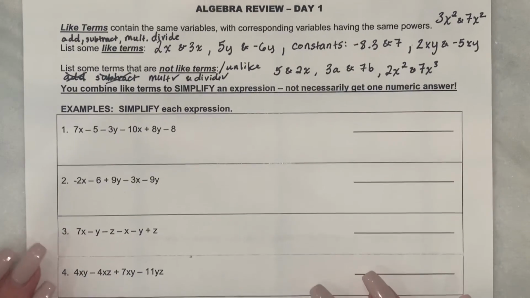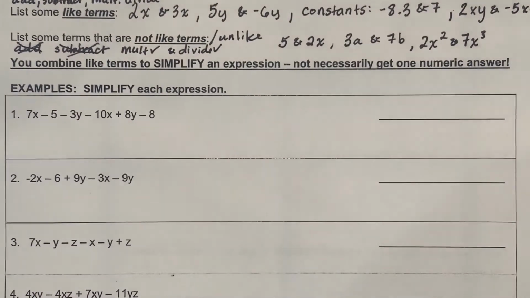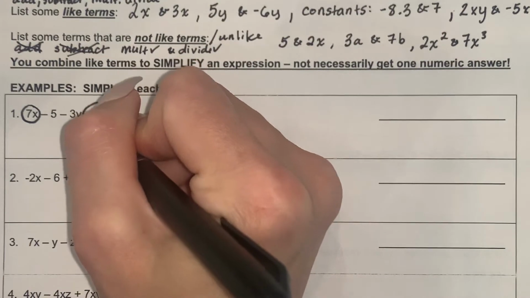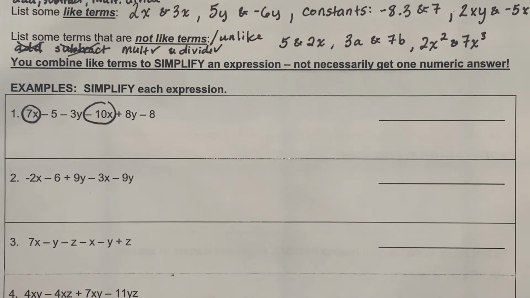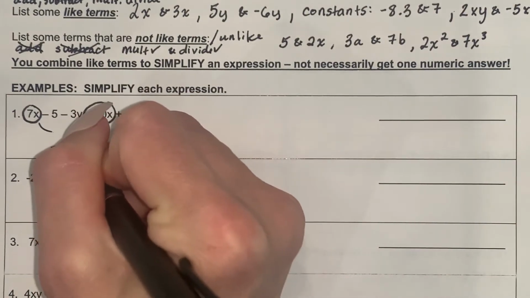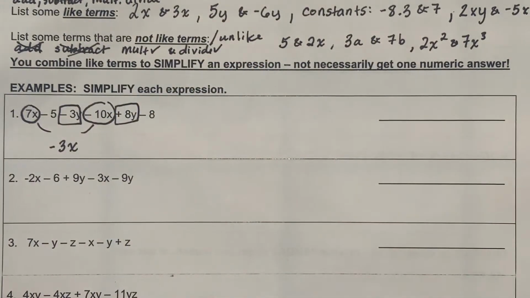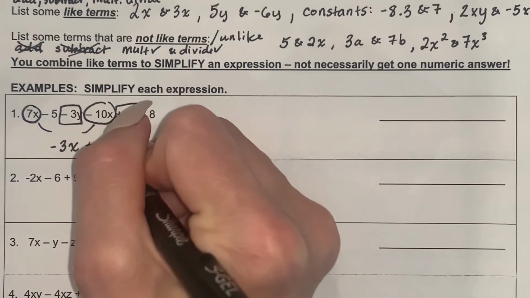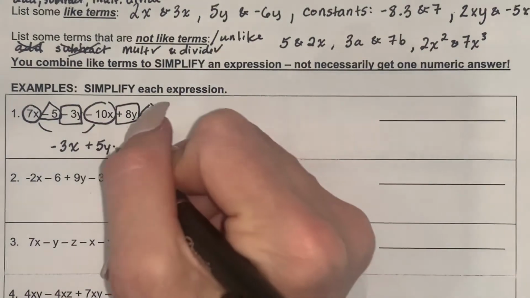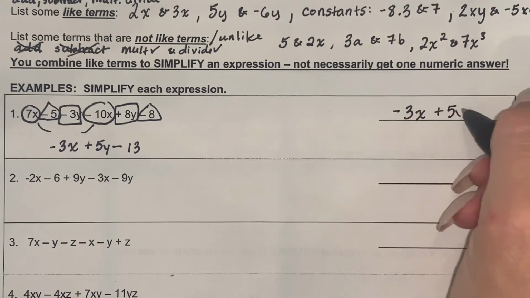Okay, so if we're simplifying expressions, here are the examples for simplifying. Let me see if I need to zoom in at all. All right, so for simplifying, I like to circle the like terms and also circle the sign that's in front of them. So we have 7x minus 10x. So 7 minus 10 is going to give me negative 3x. I've got negative 3y and positive 8y. So negative 3 plus 8 is going to give me positive 5y. And then I've got negative 5 and negative 8, and that's going to give me negative 13. So my final answer would be negative 3x plus 5y minus 13.